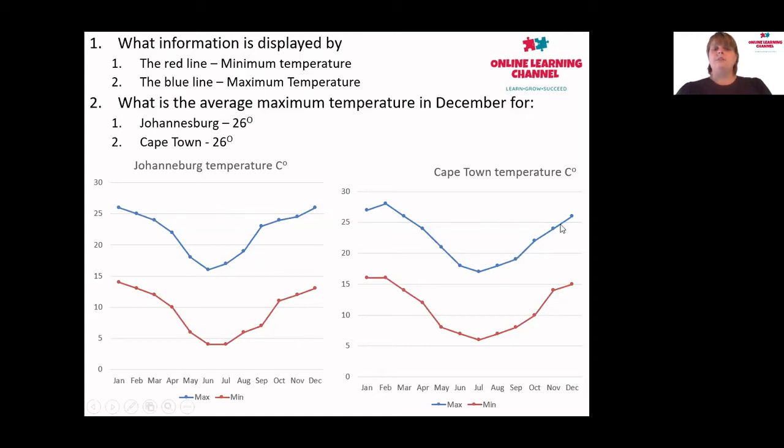For Cape Town, again, you look at the blue line because that's your maximum temperatures. In December, there's your temperature, and if you go across to your degrees, you get about 26 degrees. Remember, guys, when we mark this, you usually have 2 above or 2 below. So if you said something like 24, you would actually be correct, or 28, it will be fine. But don't make an obvious mistake.